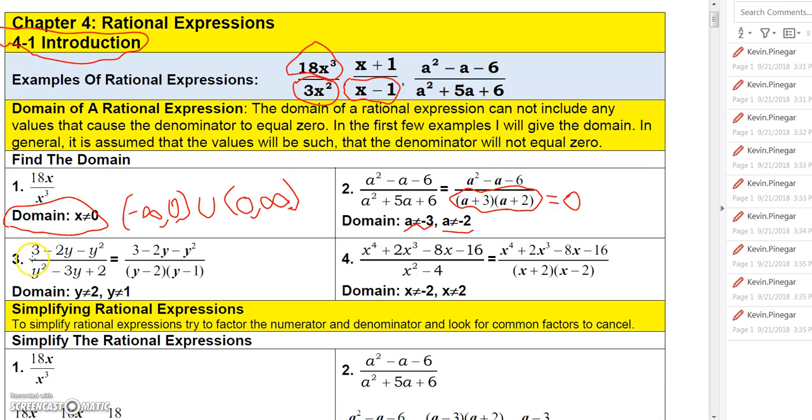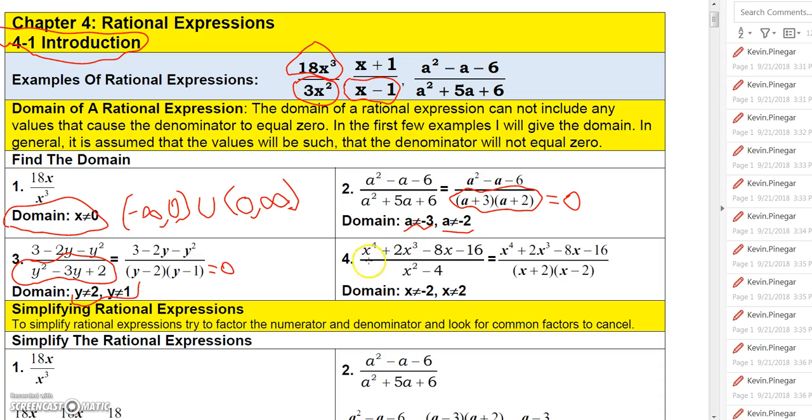Okay, so here is number 3. If you notice, you have another quadratic expression in the denominator. And so if we take that denominator portion, set it equal to 0 and solve it, we'll see that y equal 2 or y equal 1 will make the denominator 0, but remember that's what we don't want to happen. So we say the domain is all real numbers except y equal 2 and y equal 1. So those are the numbers that must be excluded there.